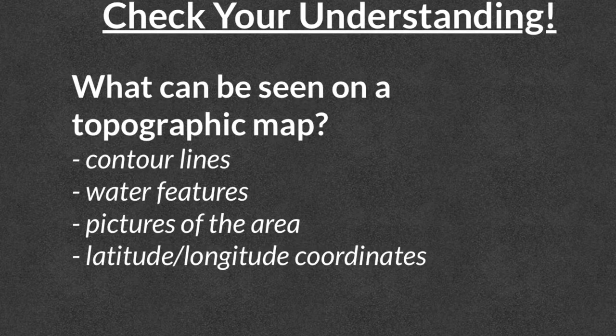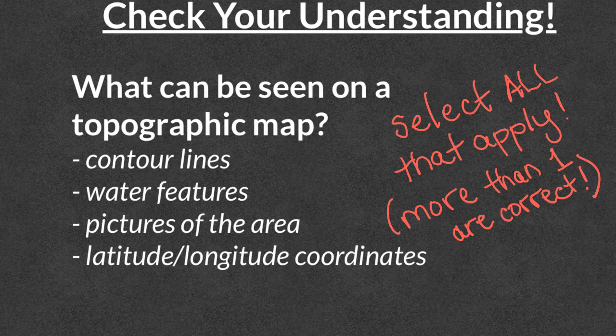All right, here's your first check for understanding. What can be seen on a topographic map? Can you see contour lines? Can you see water features? Can you see pictures of the area? Or can you see latitude and longitude coordinates? Select all of the ones that are possible. There's more than one that is correct for this question, so select all of them that apply.